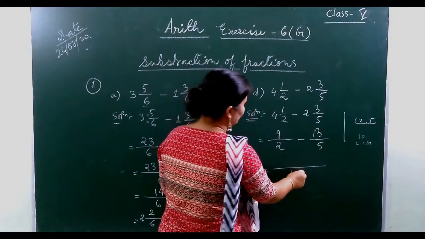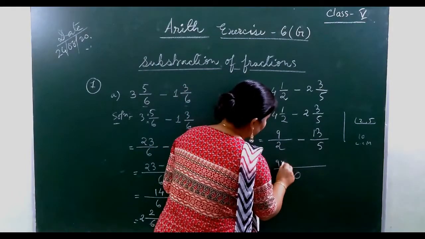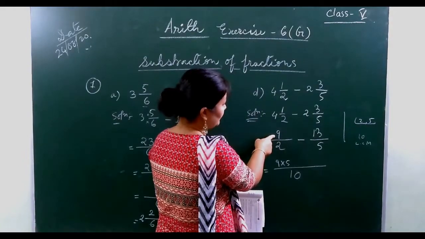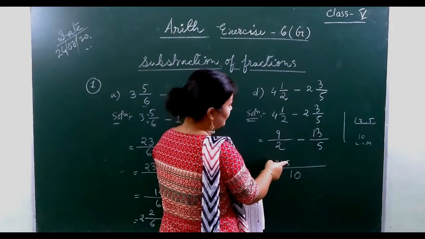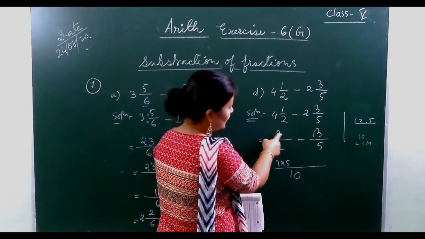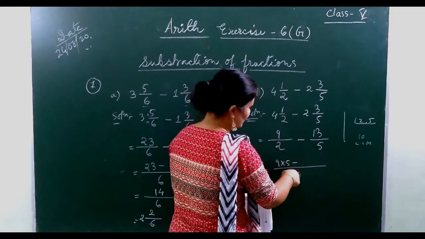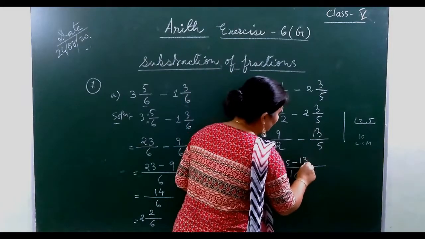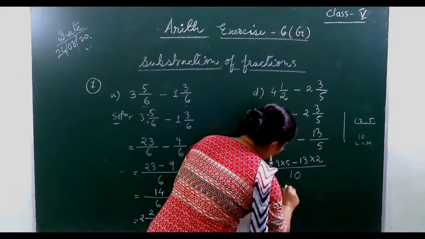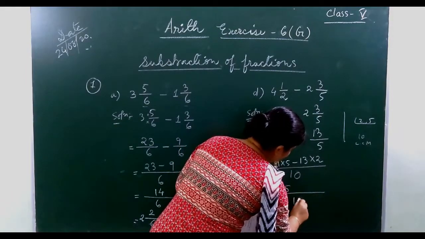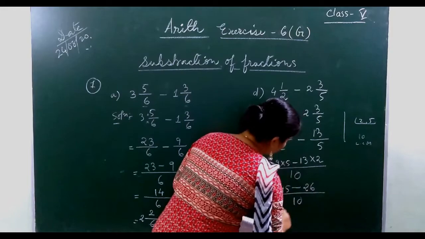So with this we are going to multiply 5 to get 10. That 5 we are going to multiply with this numerator 9, because 9 is the numerator. So 9 into 5 minus, with this 5 we are going to multiply 2 to get 10. So with this 13 we are going to multiply 2. Then 9 5 times 45, here minus, then 13 2 times 26.